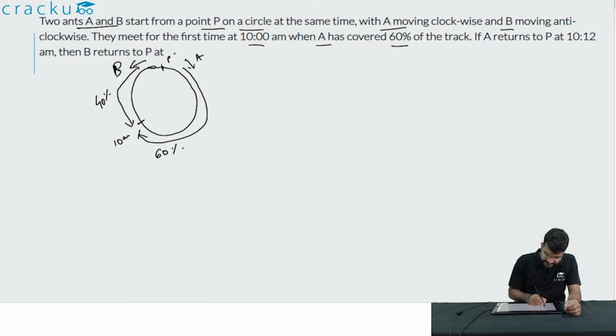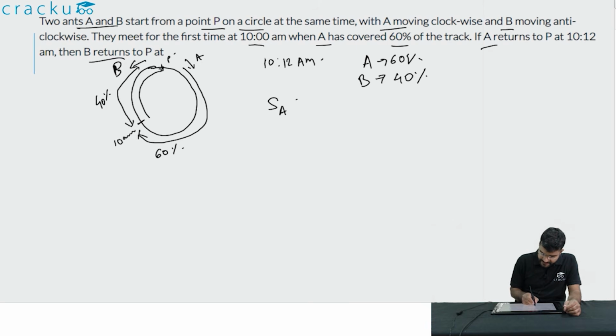They meet at 10 AM. Now A continues walking and returns to point P at 10:12. Then B returns to point P at what time? By the time A completes 60% of the track, B completes 40% of the track. Therefore, the speed of A by speed of B is equal to 60 by 40, which is equal to 3 by 2. So A is faster by 50%. Now A covers the remaining 40% of the distance in 12 minutes.